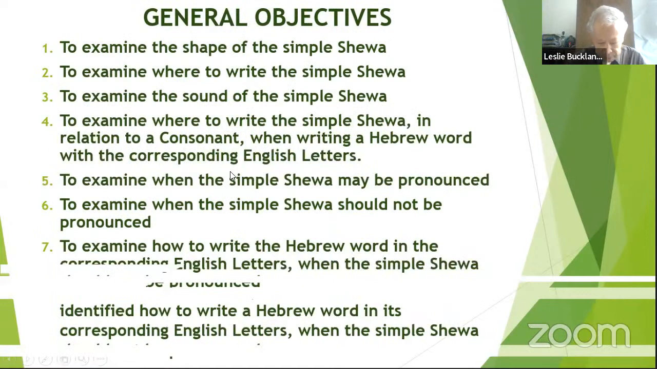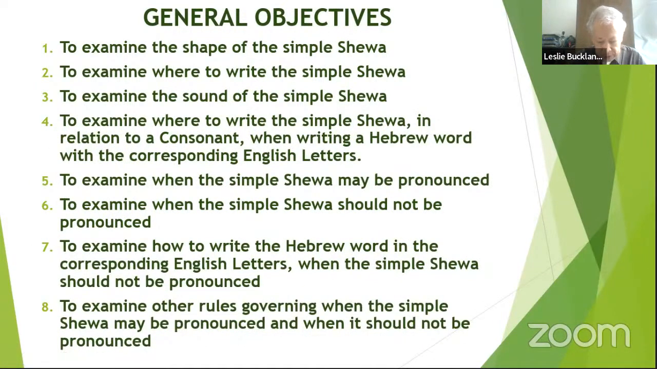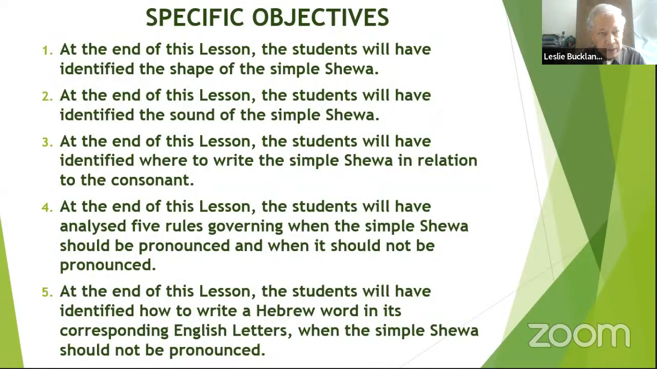In the specific objectives, number 1, at the end of this lesson, the students will have identified the shape or the form of the simple schwa. 2, at the end of this lesson, the students will have identified the sound of the simple schwa. 3, at the end of this lesson, the students will have identified where to write the simple schwa in relation to the consonant in the Hebrew language.